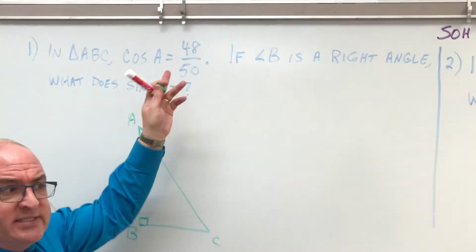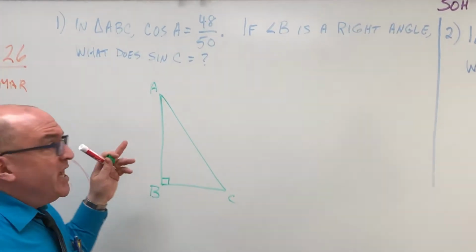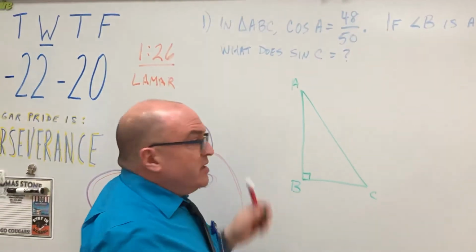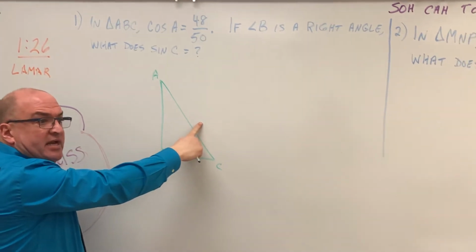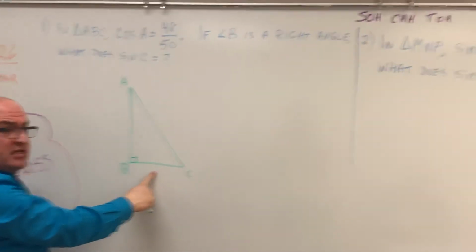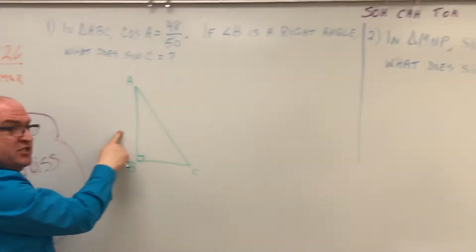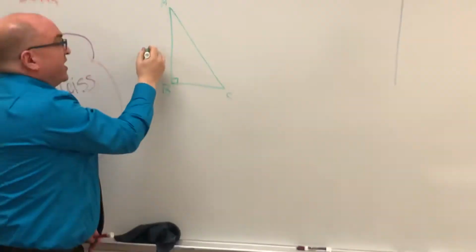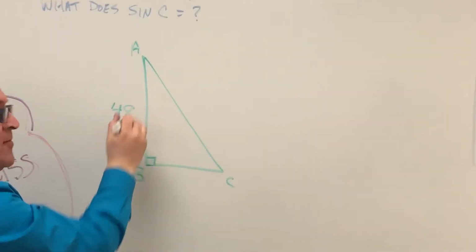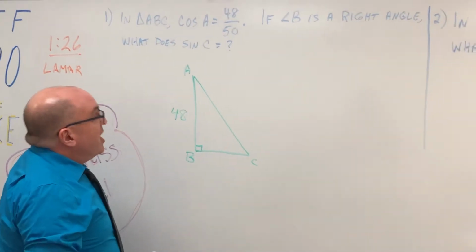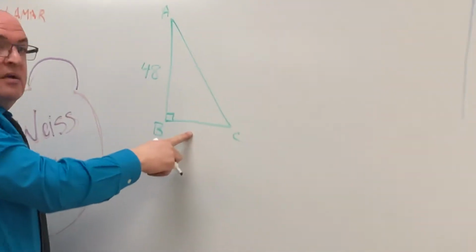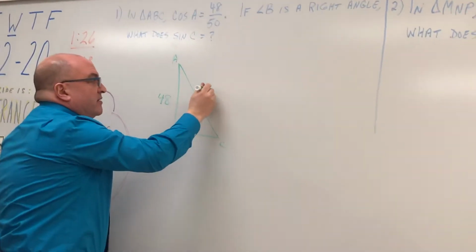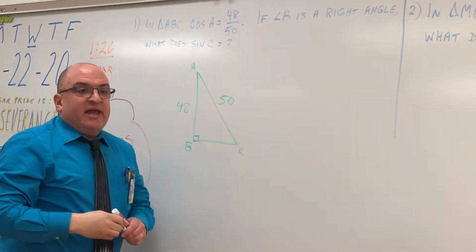Cosine is adjacent over hypotenuse. What's adjacent to A? Is adjacent to A this side here? No. Is this adjacent over here? No. This is adjacent. So guess what? 48 is going to go here. 50 is hypotenuse. So where does 50 go? Here? No. Here. Right? Now, here's why I gave you that sheet.